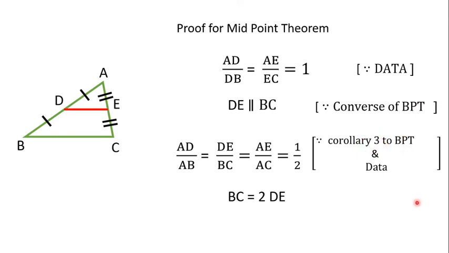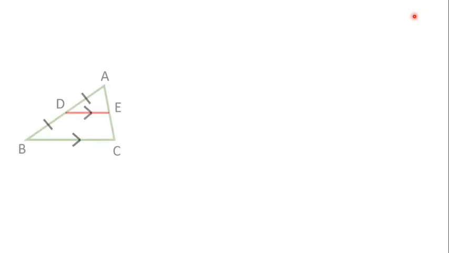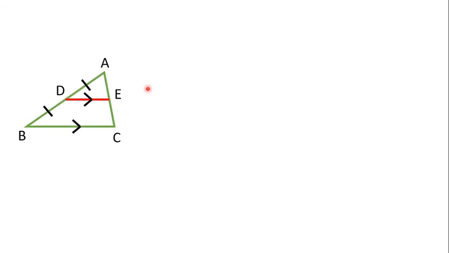Now the time has come to prove the converse of midpoint theorem. We will go to the next slide. Here it is. So some changes are made in the figure to prove the converse of midpoint theorem. D is the midpoint of AB and DE is parallel to BC. We need to show that AE and EC are equal. In other words, E is nothing but the midpoint of AC.